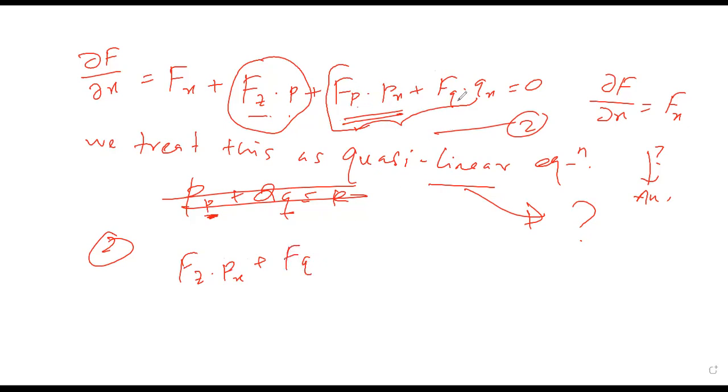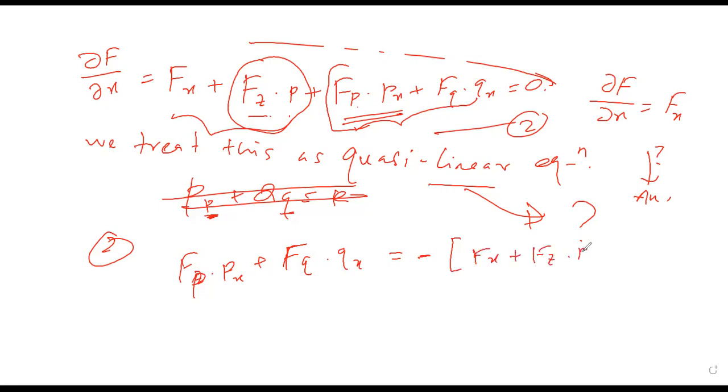Let's say, what is this one? Yeah, this will be P. Sorry, this will be P, this will be Q times Qh. Which is equal to, I'm taking all these two terms to this side, because it is 0. If I take this side, it will be negative of Fx plus Fz of P. So I'm treating this, anyway this is not quasi-linear, but I'm treating this as a quasi-linear form using the P and Q.